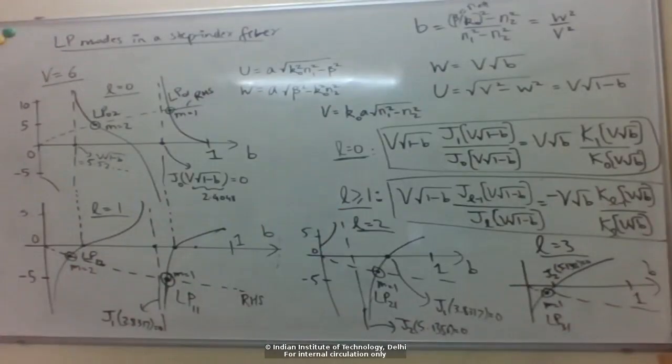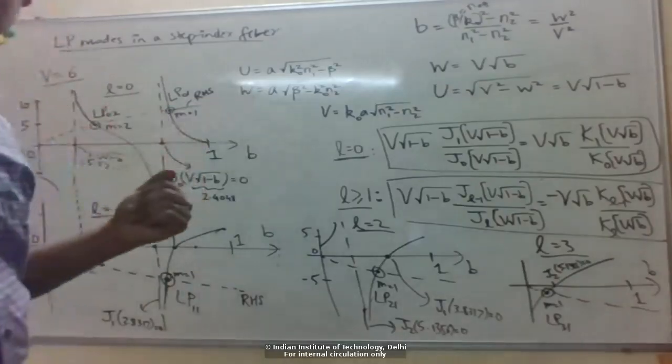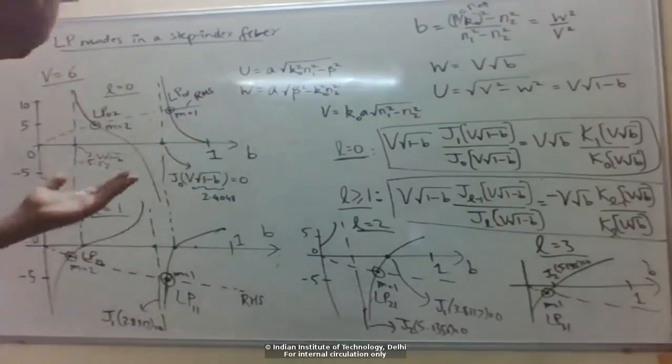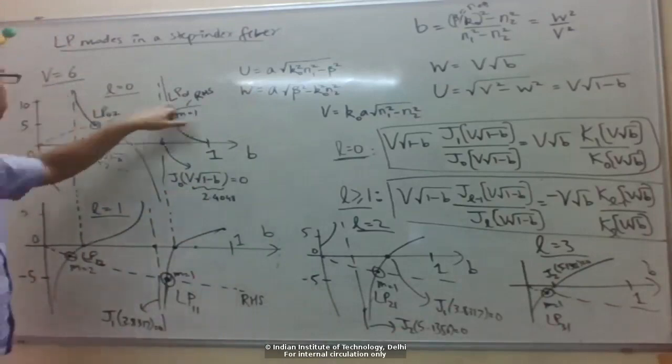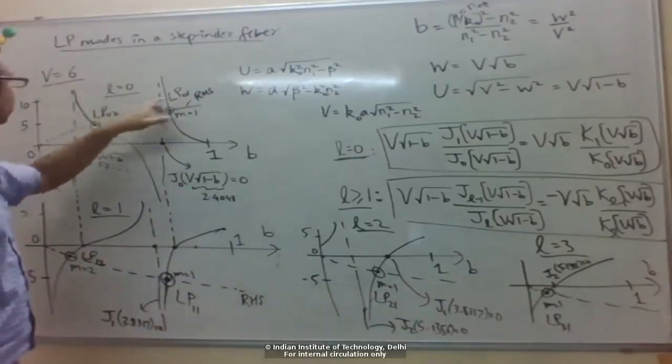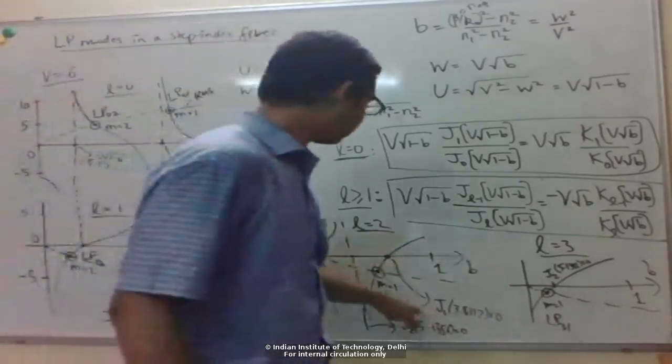How are L and M related? I mean, there is no relation as such, right? So for any L value, you can get any number of M values. There's no restriction, right? That depends on the V number. So we saw that for example, V equal to 6, we have two solutions for L equal to 0, M equal to 1 and 2. For L equal to 1 also we have 1 and 2. But for L equal to 2 and 3, we have M equal to 1.